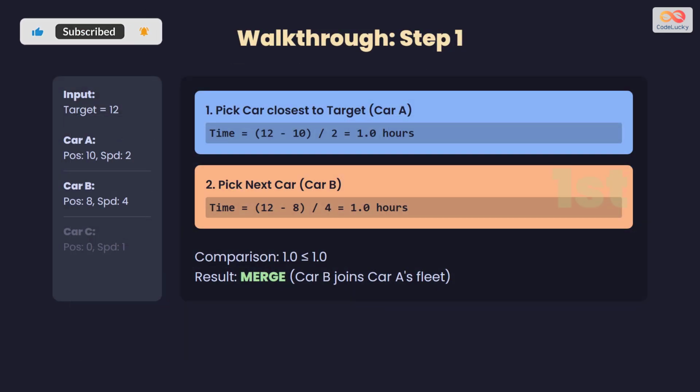Let's walk through an example. Our target is at mile 12. We look at the car closest to the target first. Car A is at mile 10, speed 2. It will take 1 hour to finish. Next is car B at mile 8, speed 4. It also takes 1 hour. Since car B arrives at the same time as car A, it catches up. They merge into a single fleet that arrives in 1 hour.